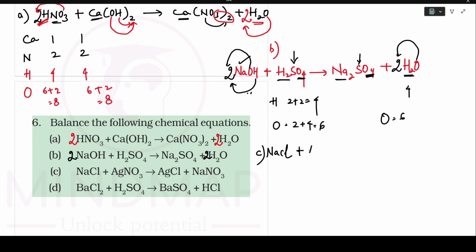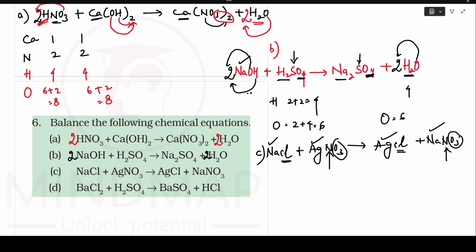NaCl plus AgNO3 gives AgCl plus NaNO3. Okay. Now let's check the metals first. Sodium 1, sodium 1. Silver 1, silver is 1. Chlorine is 1, chlorine is 1. Nitrogen here is 1, nitrogen here also 1. Oxygen here is 3 and oxygen here is 3. Hence, the C equation is balanced. You don't have to do anything there, right?